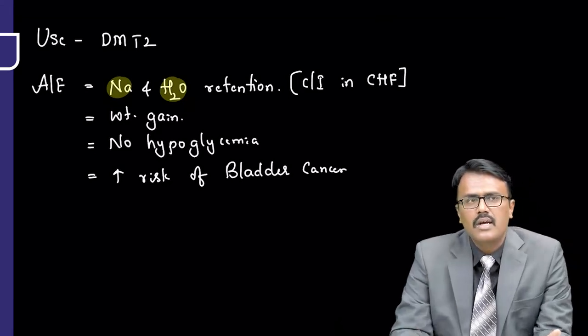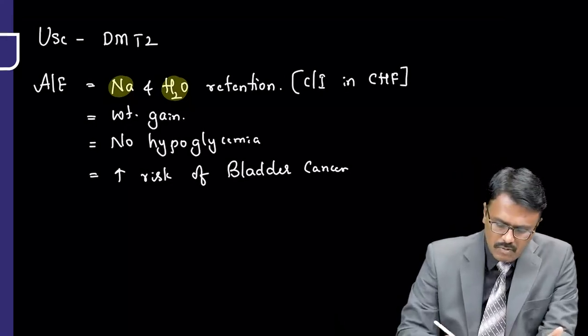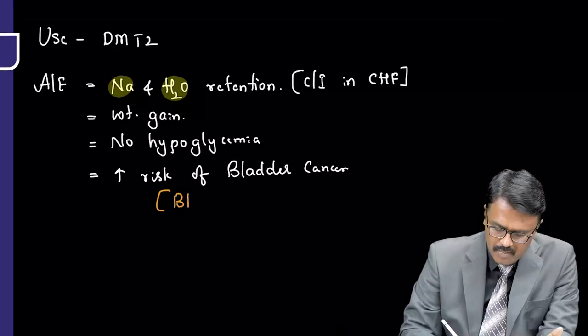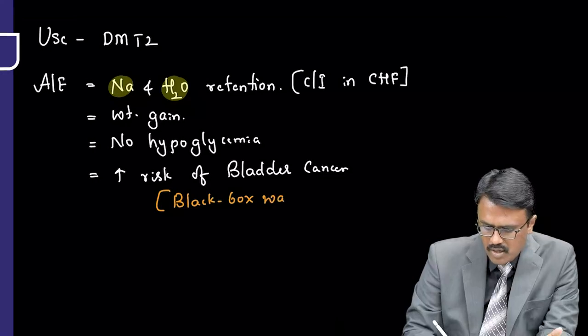The meaning is you should not use it in a patient who has a family history of bladder cancer or a patient who is coming with bleeding per urethra. You should not use it. So that is a warning called black box warning given to this drug.